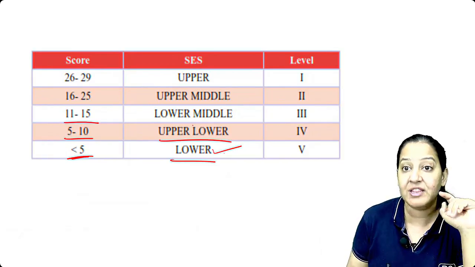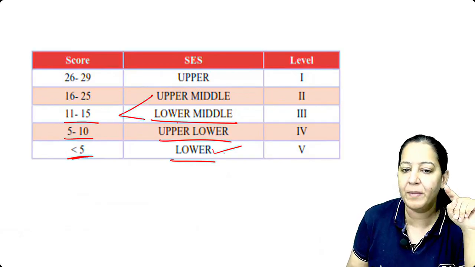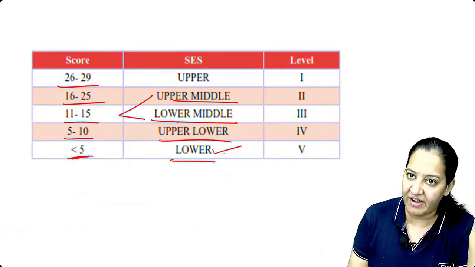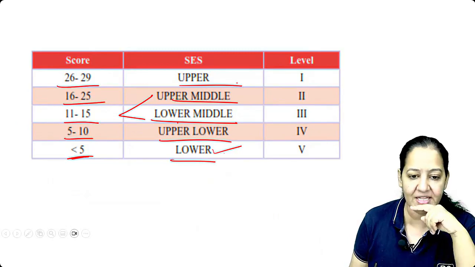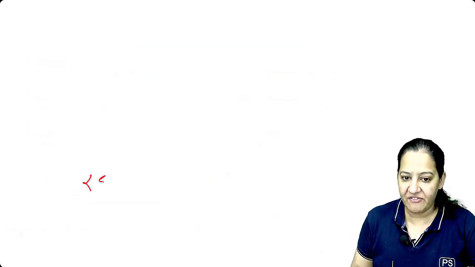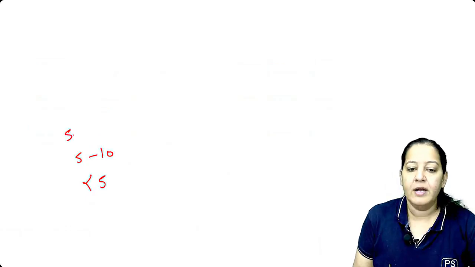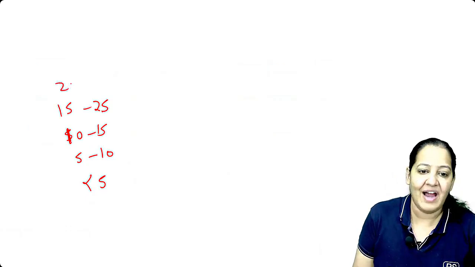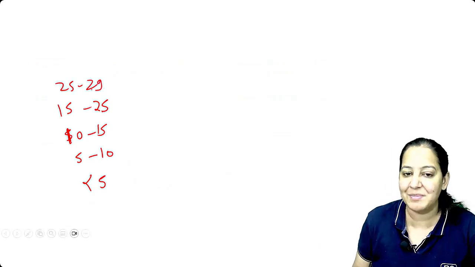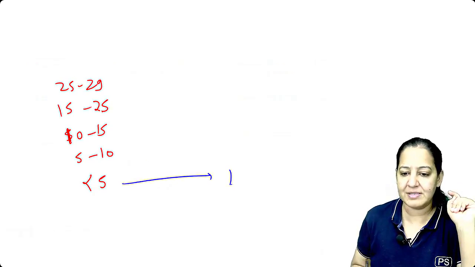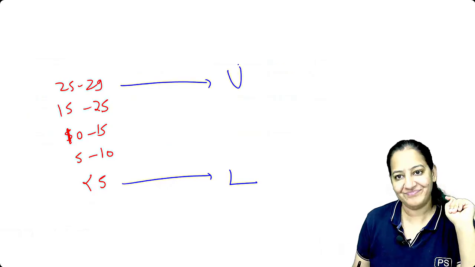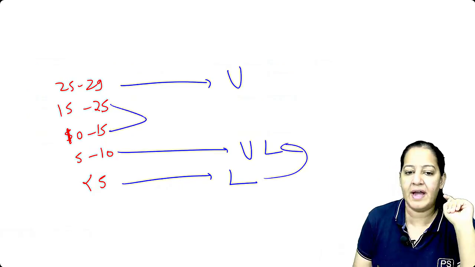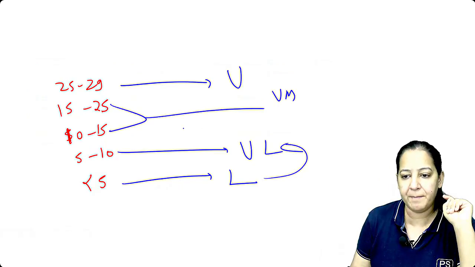If it is 11 to 15, the person belongs to lower middle. In middle there are two: lower middle and upper middle. And 15 to 25 is upper middle, and more than 25 to 29 is upper class. So say the ranges: less than 5, 5 to 10, 10 to 15, then directly 25, and 25 to 29, because 29 is the maximum. Say the classes: this is lower and this is upper. This is upper lower, a little bit upper of the lower, and these two are middle, upper middle and lower middle.